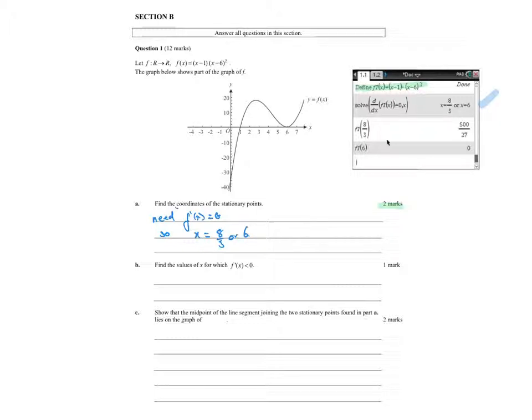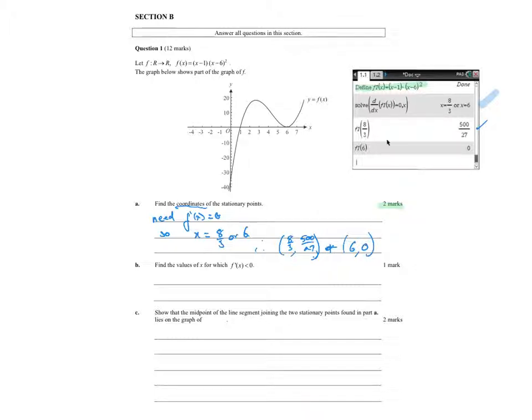Now coordinates, people, which means therefore the coordinates are 8 on 3 substituted into the function. I get 500 on 27 and what's the other one? 6. And you can see from the graph there, it's at the point 6, 0.